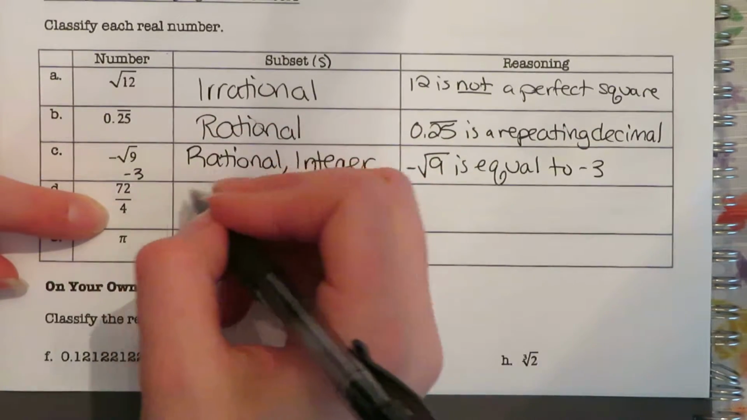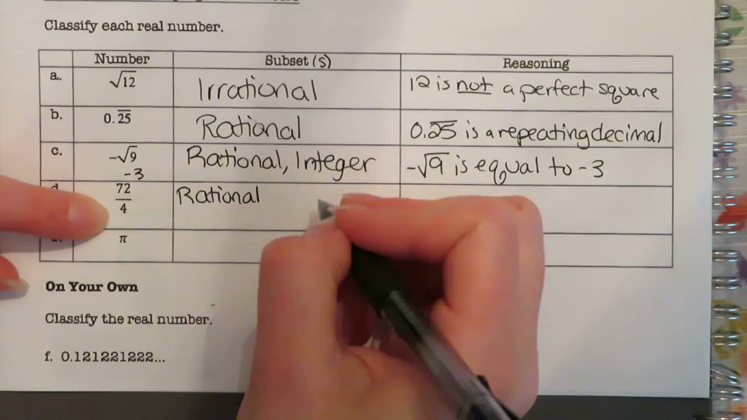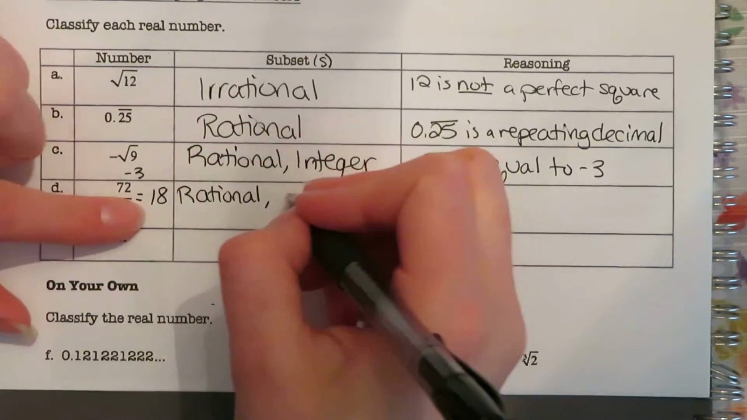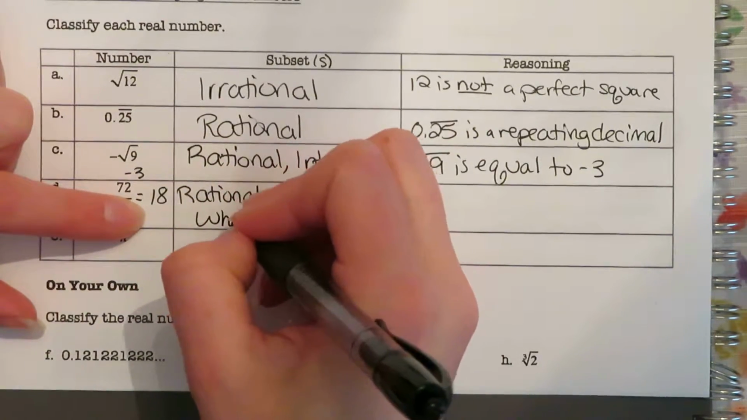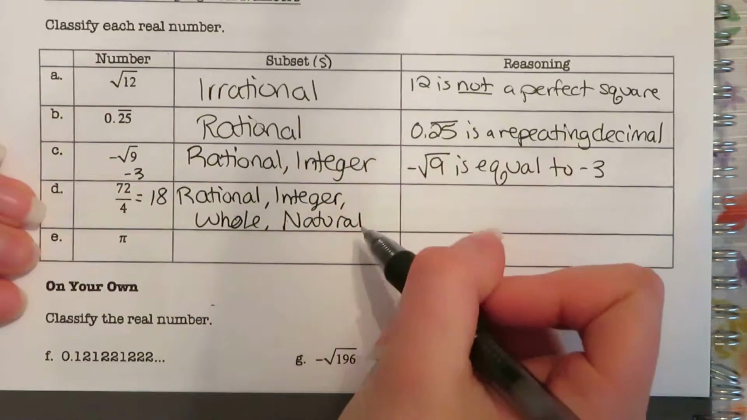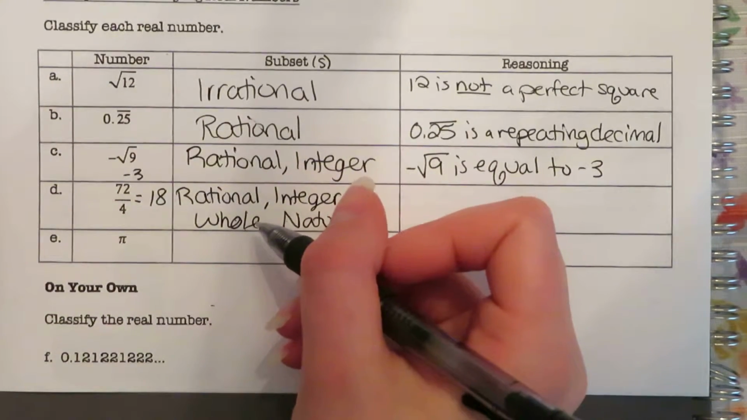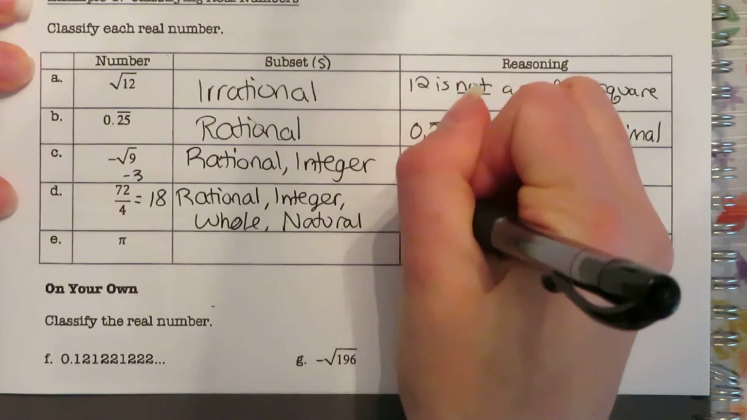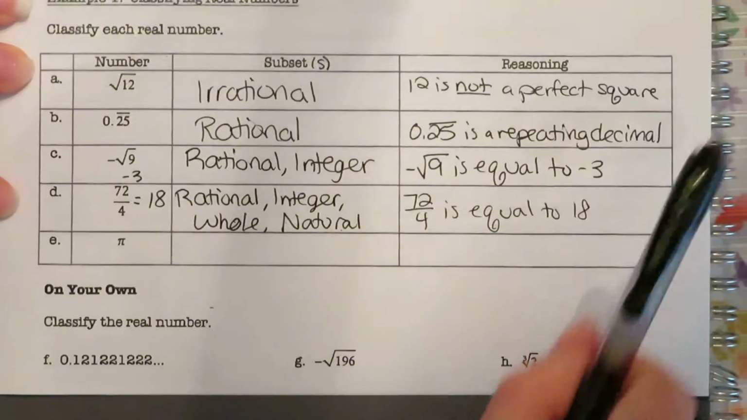72 divided by 4, that is going to be rational because it's a fraction. 72 divided by 4 equals 18. Well, 18 is an integer. It is also a whole number. And lastly, it's a natural number. So if you're getting confused with whole and natural, whole numbers are all positive numbers including 0. Natural, you do not include the 0. The reasoning: 72 divided by 4 is equal to 18.